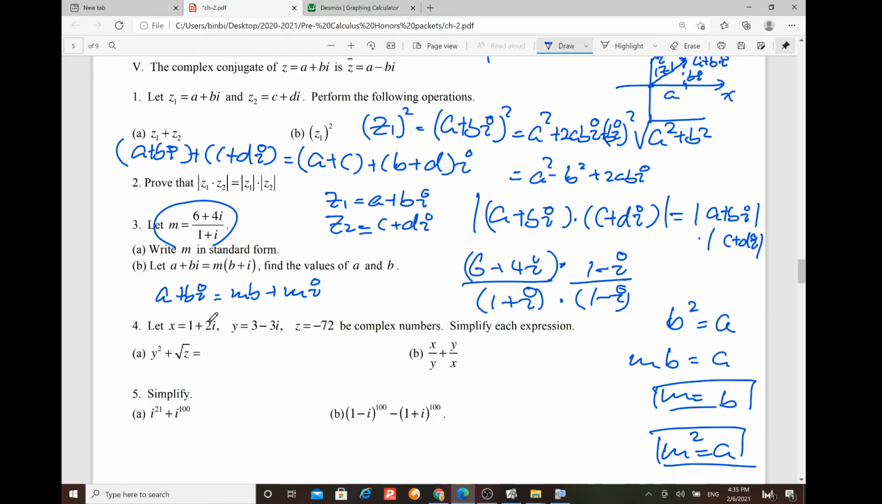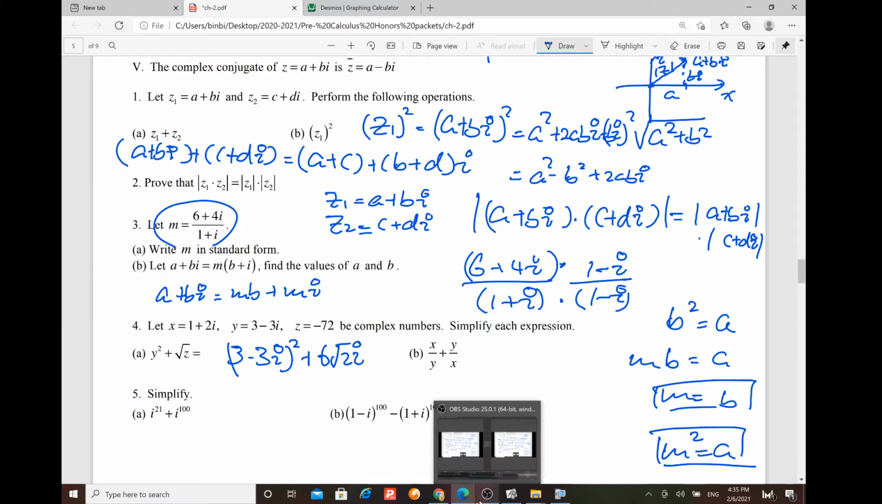So let X equals 1 plus 2I, Y equals 3 minus 3I, Z equals the square root of negative 72 be complex numbers. Okay, simplify each expression. So basically just substitution and then simplify it. So Y squared, 3 minus 3I quantity squared, plus Z. Z is the square root of negative 72, which is 36 and 2, so 6 root 2 I. And then this one, just distribute, multiply things out, so try to work on it. And then X over Y, Y over X, again, plug in the number, evaluate, simplify it. If I need to rationalize, then just rationalize it.